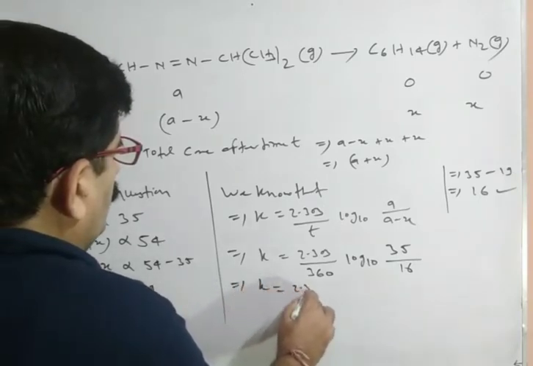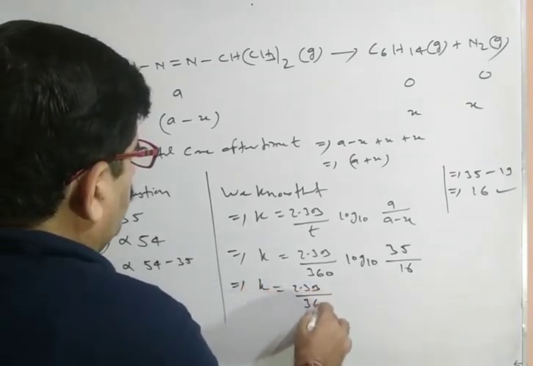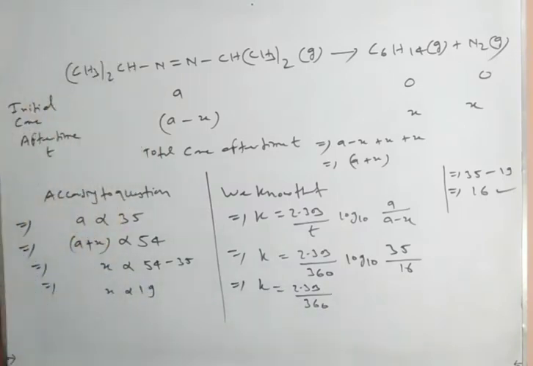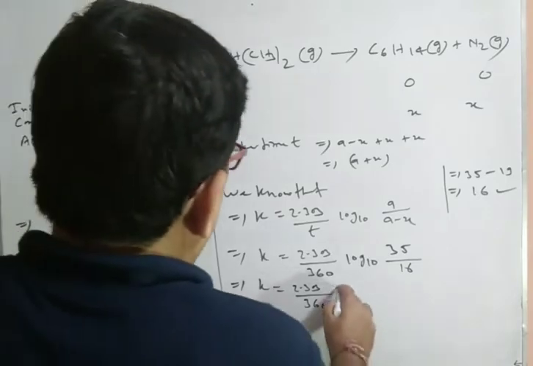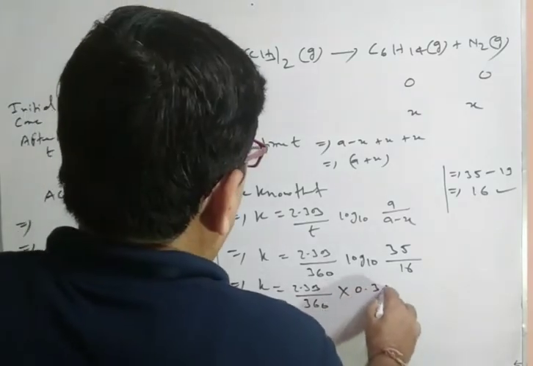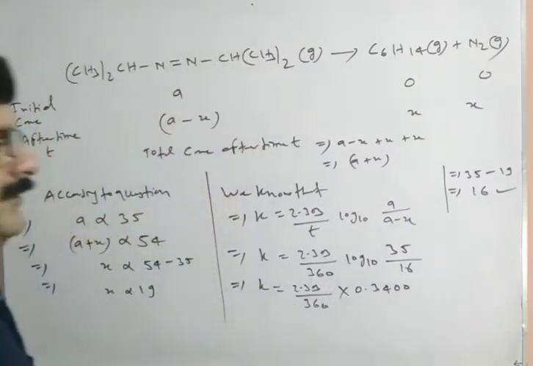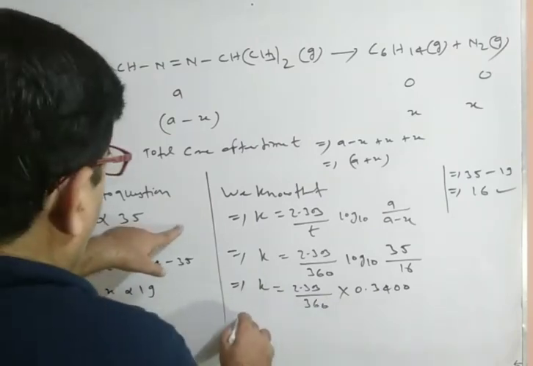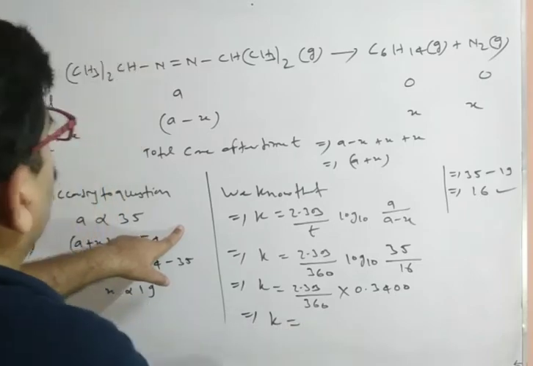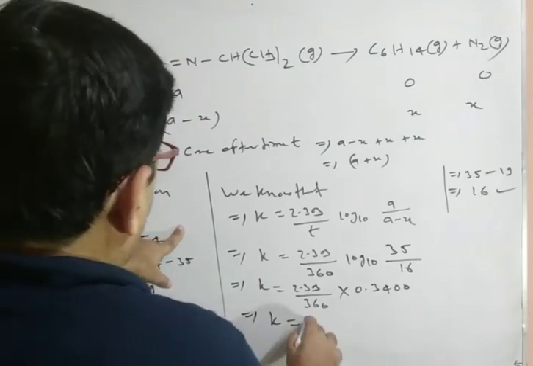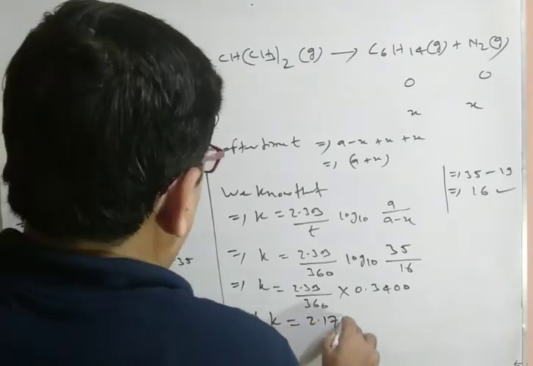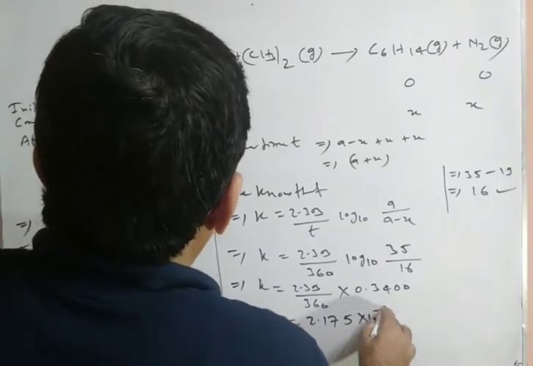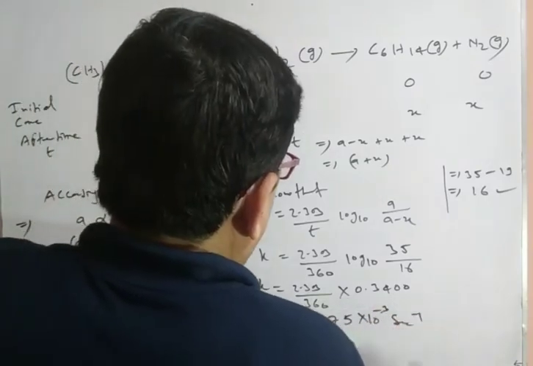k is equal to 2.303 by 360 log base 10 of 35 divided by 16, which is equal to 0.3400. It is a calculated value. So again we can write, after solving, k is equal to 2.175 into 10 to the power minus 3 per second.